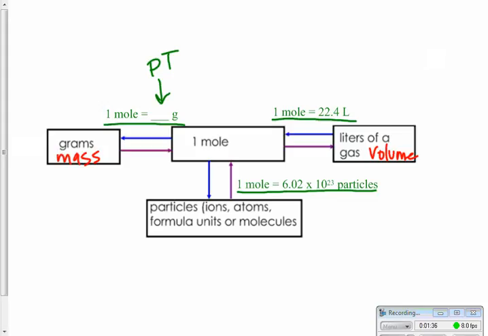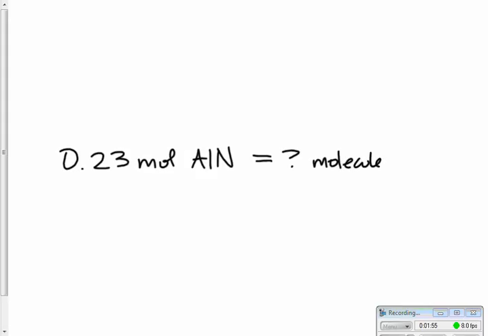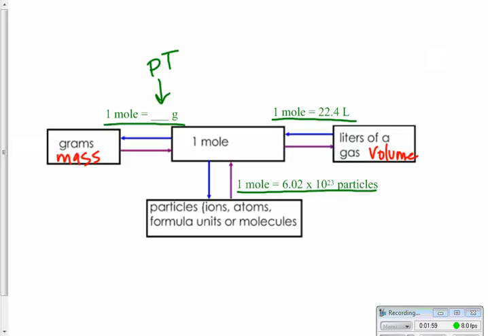First let's do a simpler one-step problem. Let's say we have 0.23 moles of AlN, aluminum nitride, and we want to know how many molecules that is. If I go back to the chart, I can see I'm starting at moles, so I'm starting in the middle here. And I'm going this route to particles, because my molecules are right there.